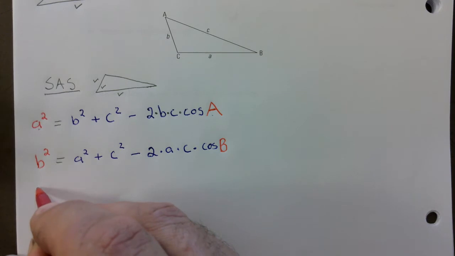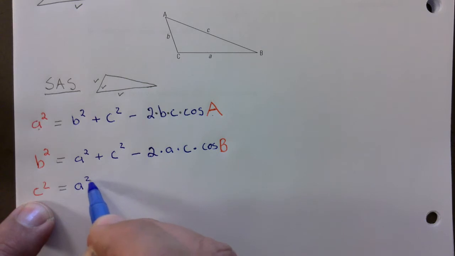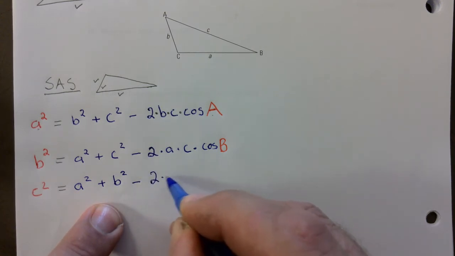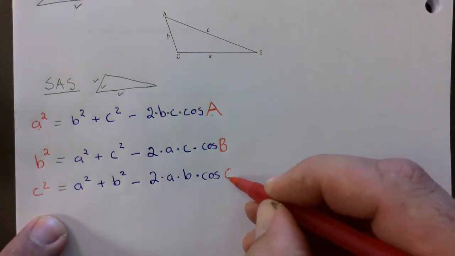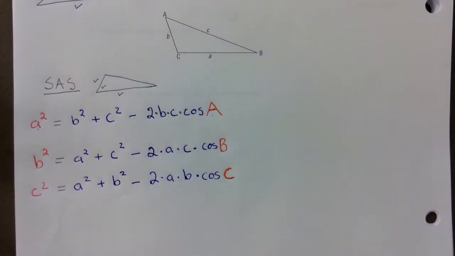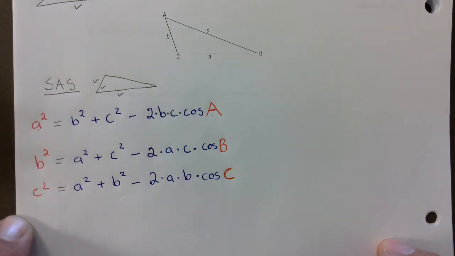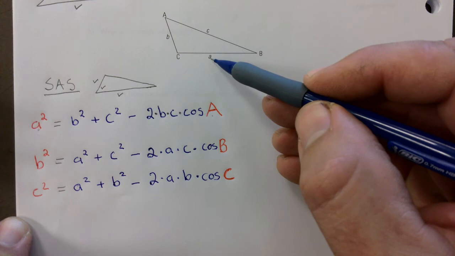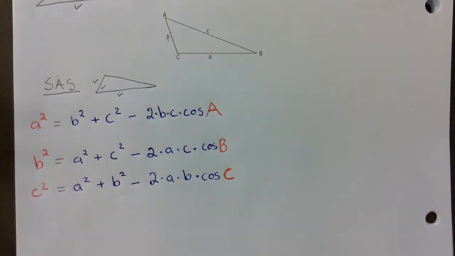And the last version of this is c squared, which is going to be equal to, you're using c squared, so you have a squared and b squared left, minus 2 times a times b times cosine of angle C. So these are the three versions of the formula, because depending on the situation, you might want to solve for side A, side B or side C. So you have all three different versions of it.